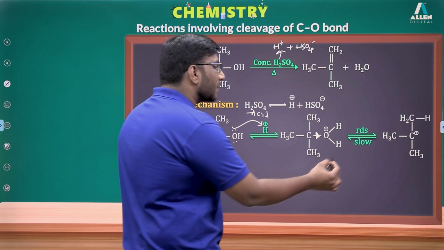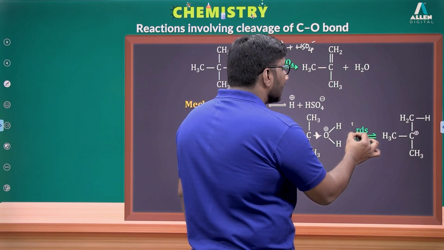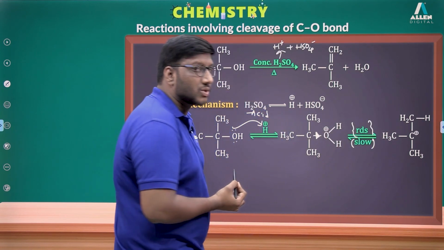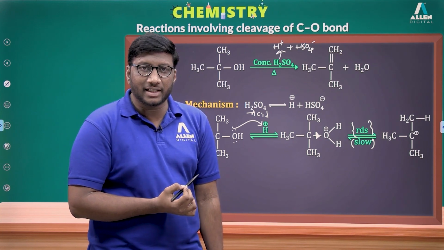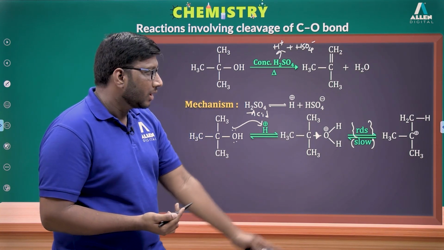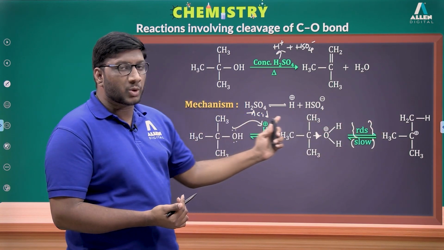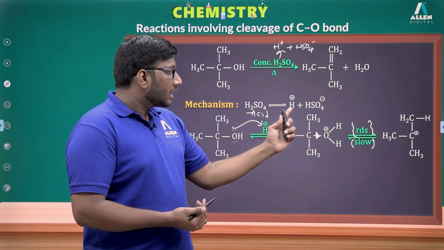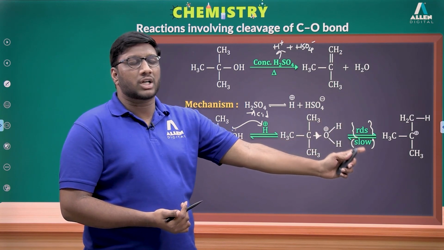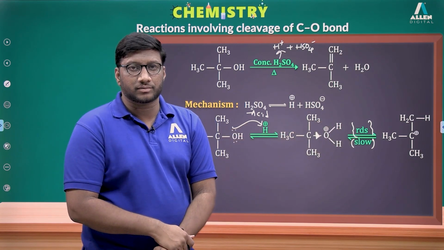The slowest step of the reaction is always the rate determining step, that is your RDS. We obtain a carbocation. Step 1 is the protonation of alcohol. Step 2, loss of water to form a carbocation.